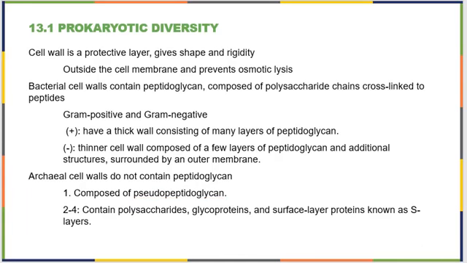We tend to group archaeal cell walls into four major categories. I have them grouped into two here just for simplicity's sake. One major category are archaeal cells that have a pseudopeptidoglycan, so it looks like it, but when you study the molecular structure, it's not true peptidoglycan. And then groups 2, 3, and 4 all contain polysaccharides, glycoproteins, and surface layer proteins that we call S-layer proteins. It's really not necessary that you know all the fancy stuff about those, but just know that archaeal cell walls do not contain peptidoglycan, but there's not one cell wall that defines them all.